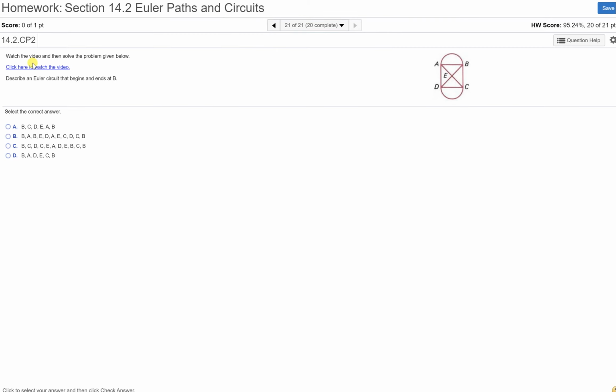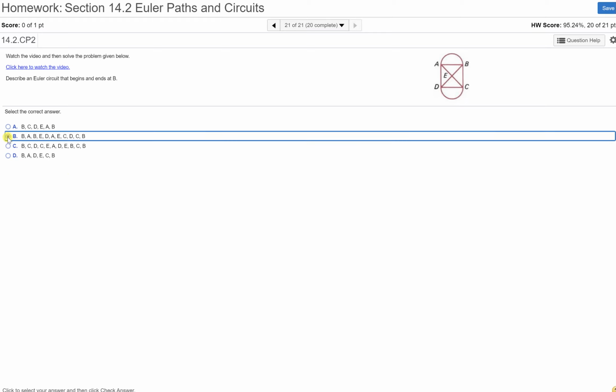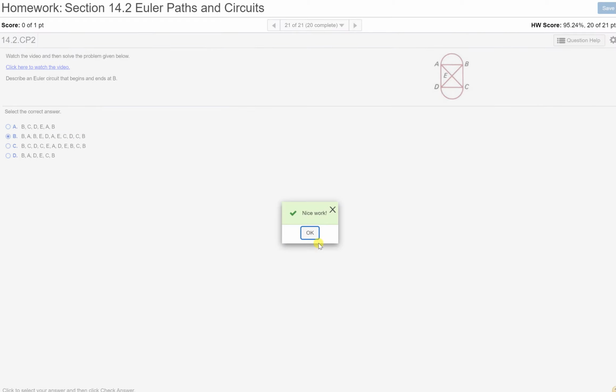And I'm not going to worry about this. It says describe where the circuit begins and ends at B. So let's find out. I doubt it's these two. These are too little. So it has to be one of these two. Let me test B. B, A, B, E, D, A, E, C, D, C. Yeah, it's this one. I traced it, so it should be that.